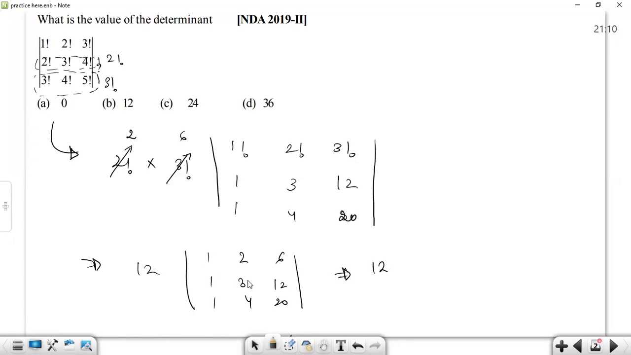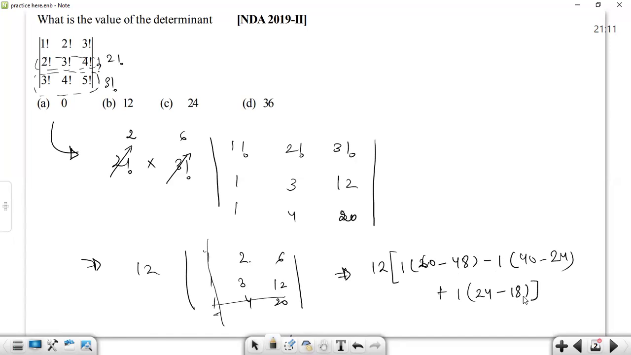Now, when we multiply 1 with its cofactor, excluding the respective row and column: 3 into 20 is 60, minus 12 into 4, 48. Then minus 1 into (2 into 20, that is 40, minus 4 into 6, 24). Then plus 1, this element this time, excluding the respective row and column: 2 into 12, 24, minus 6 into 3, 18. So that is the expansion of the determinant.